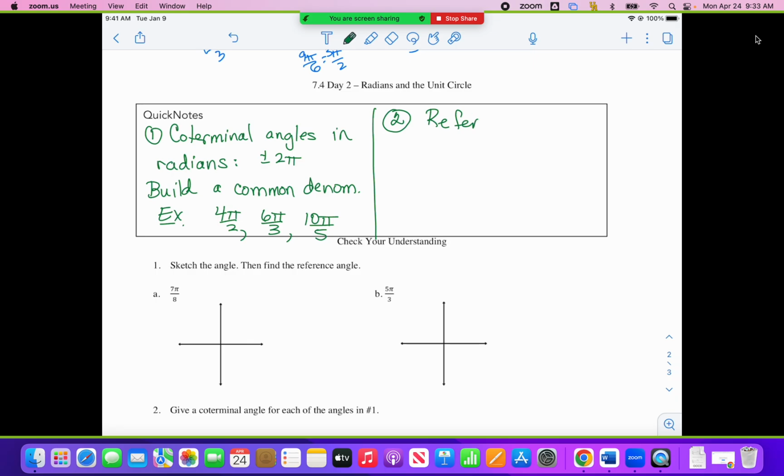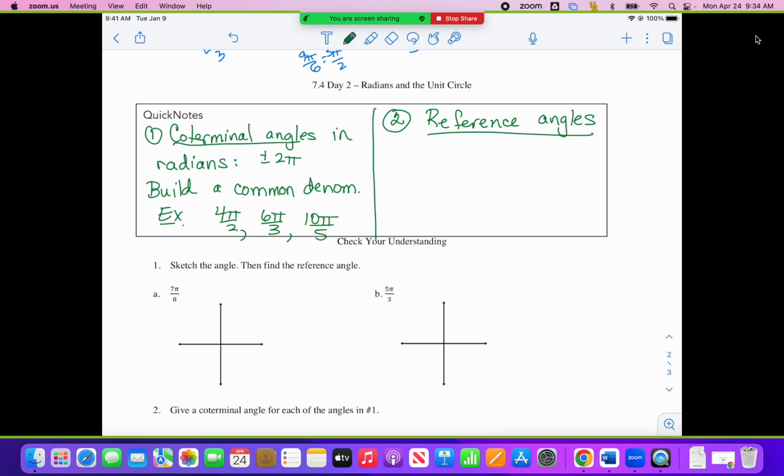So here's the good news. Coterminal angles are not new. We're just now going to do them by adding and subtracting 2 pi instead of adding and subtracting 360. It's a little tricky because you have to build common denominators.